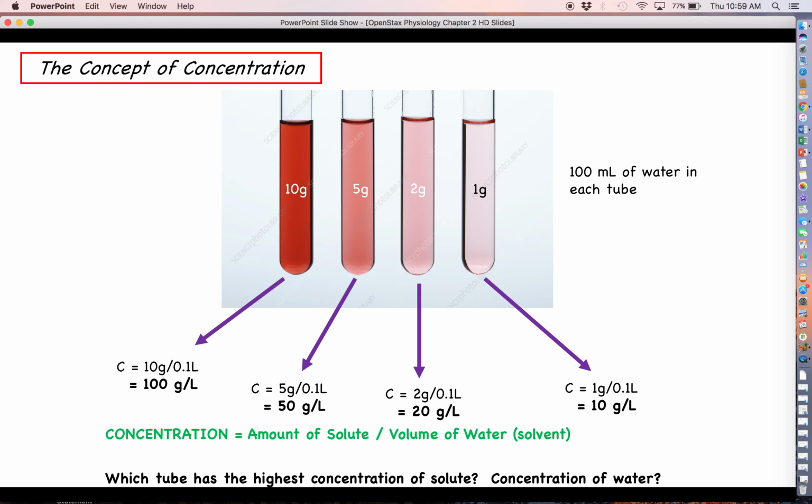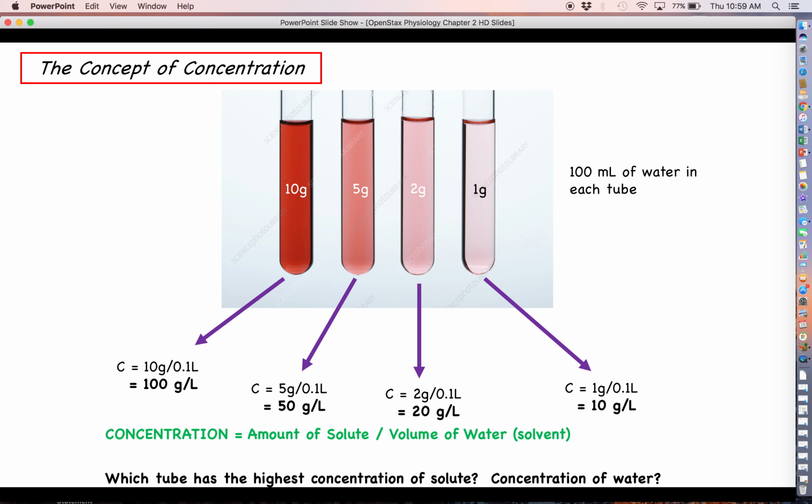But a skill that we want to start developing is the ability to also look at this in terms of water concentration. So we can tell that the tube on the far left has the greatest solute concentration. Does it also have the highest water concentration? Well, the thing that you're going to figure out before too much longer is that the higher the solute concentration, the lower the water concentration.